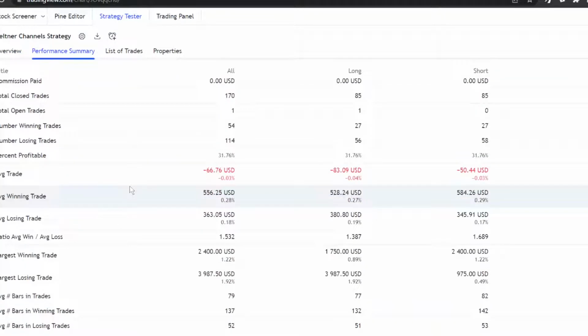If we go to the performance summary, you can see the average win to loss ratio was only about 1.5. And since it was in a very bearish market, it was a little bit better on the short side than the long side, but still only 1.5. And you see your percentage profitable was 31%. If you're only winning 1/3 of your trades, you want to be winning at least twice as much as you're losing, if that makes sense.